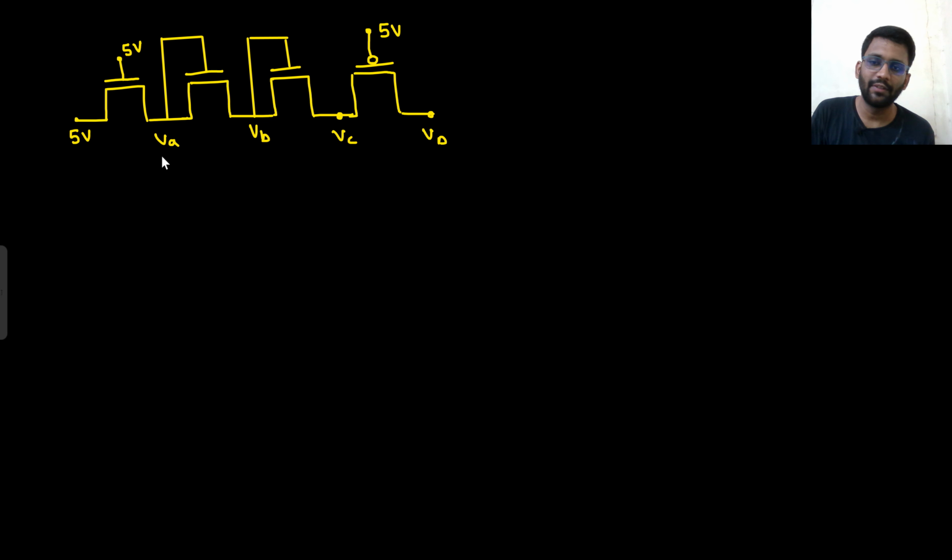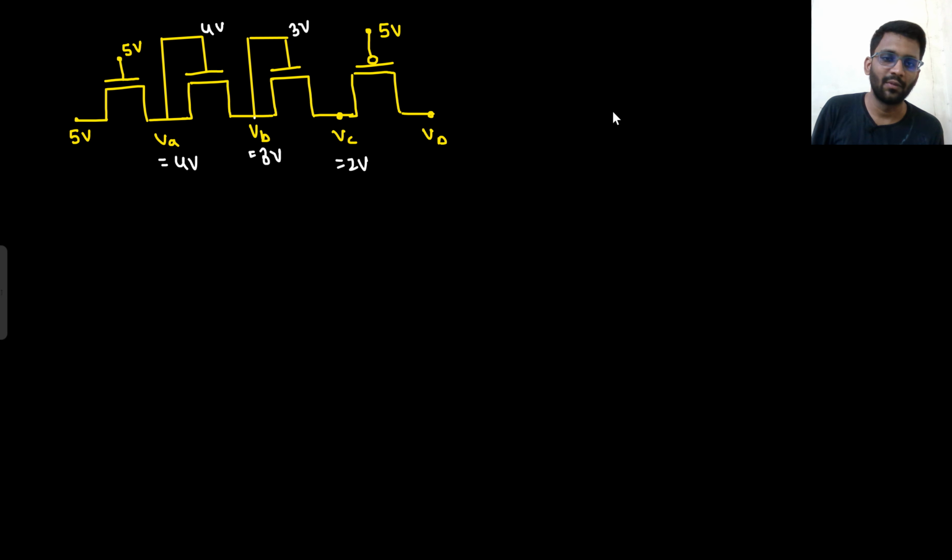So again, tell me the value of VA. That would be 4 volt only because it can charge up to 4 volt only. So this 4 volt will go here. What will be VB value? It is saying go up to 4 volt, but it will allow till 3 volt only. Now this 3 volt will be going here. Now this drain is saying go up to 3 volt, but it will allow up to 2 volt only.